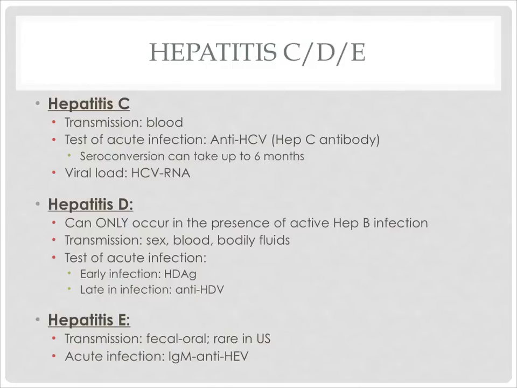patients have. Patients with hepatitis D, this can only occur with folks having active hepatitis B. So remember, this is a co-infection of Hep B and Hep D. Transmission here is through sex, blood, and bodily fluids. The test that you're going to get for an acute infection, you'll see a hepatitis D antigen early in the disease, and later in the infection, they'll have an immune response, so they'll have an antibody to the hepatitis D virus. And that's how you differentiate between early versus late infection in these folks.